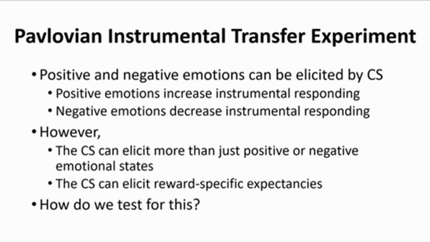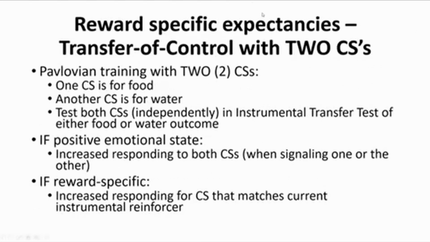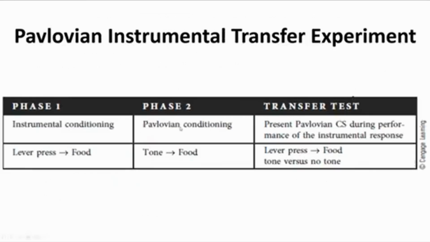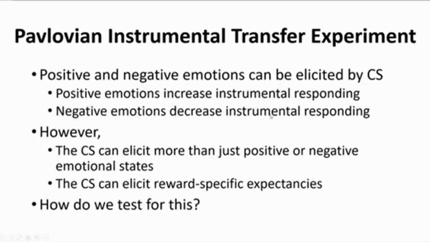So how can we test for the existence of these reward-specific expectancies? Well, of course, we can talk about it on the next slide, where we have an example with a transfer of control using 2 CSs. So this is actually going to be the same setup as this example here, where we're going to have a phase 1, 2, and then a transfer test. But instead of just having one CS, which in this situation was food, now we're going to have 2, one for food and one for water. So we're basically going to do this process effectively twice.